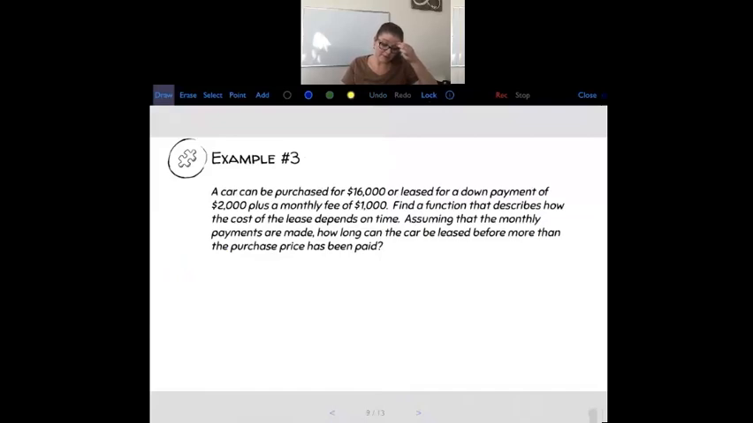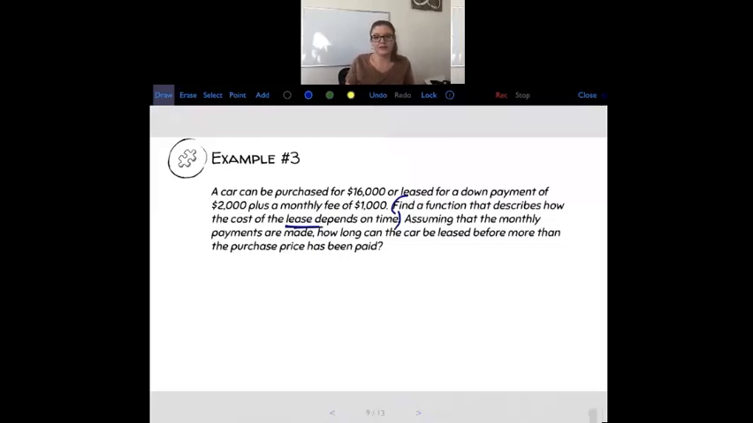Example 3. A car can be purchased for $16,000 or leased for a down payment of $2,000 plus a monthly fee of $1,000. Find a function that describes the cost of the lease, assuming the monthly payments are made. How long can the car be leased before more than the purchase price has been paid? Okay, so there's a couple different things going on here. Start with part 1. Find a function that describes the lease as it depends on time.